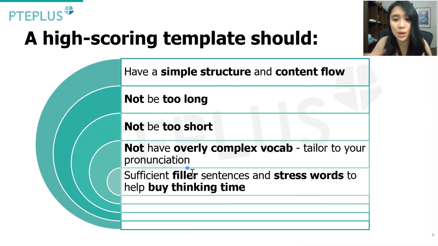Okay, and number 5, again, your template should be not too long, not too short, but rather a nice, sweet amount of balance between template and content, such that it has sufficient filler sentences and stress words that can help you buy your thinking time. Okay, such that you can fluently insert your content in there as you go along. But at the same time, it's not so long such that you don't have enough time to add your content in. Okay, so this is what a high scoring template should have.